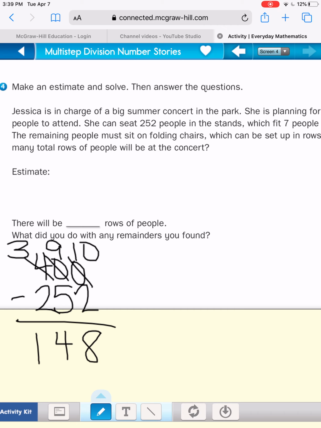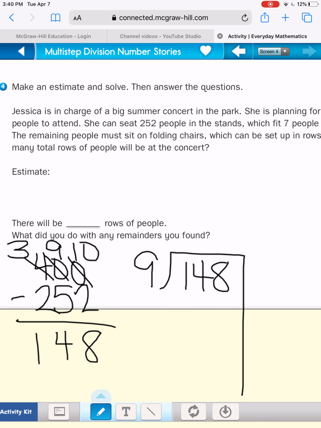I'm sorry, everybody. Okay, so that means 148 people still need to be sitting. So these people we are going to set up in the rows. And we know that the rows fit 9 per row. So we need to figure out how many rows of people there will be. So this is our next problem.